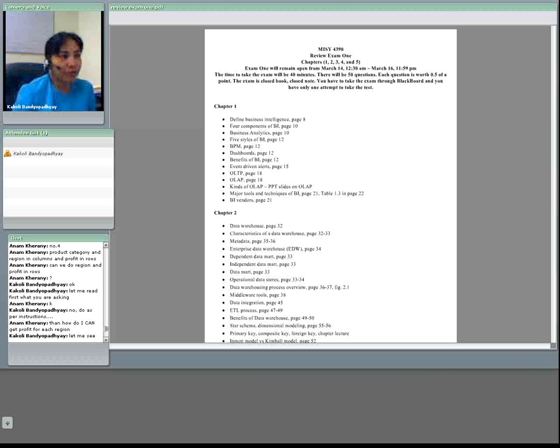So effectively, the exam would be open for you to take from Sunday early morning till Wednesday, 11:59, the end of the day. You have 40 minutes to take the exam, and there will be 50 questions. It's a multiple choice test. Each question is worth half of a point. The exam is closed book, closed note, and you have to take the exam through Blackboard, and you have only one attempt to take the test. So when you start the test, you have to be able to finish it. Okay, you have only one attempt.